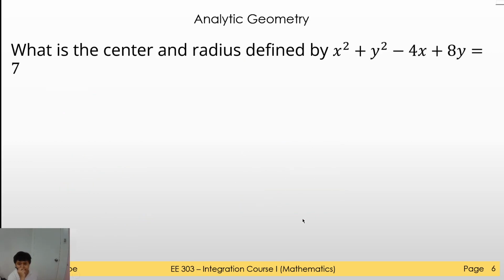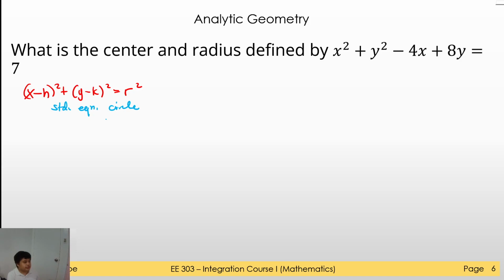So what is the center and radius defined by this general equation? We have x² + y² - 4x + 8y = 7. What is the equation of a circle? The standard form of the equation of a circle is (x - h)² + (y - k)² = r², which is again the standard equation of a circle.